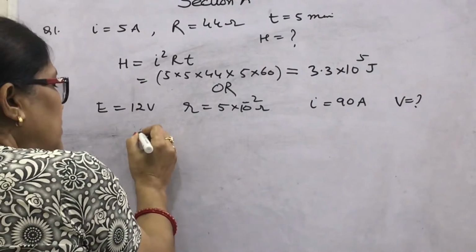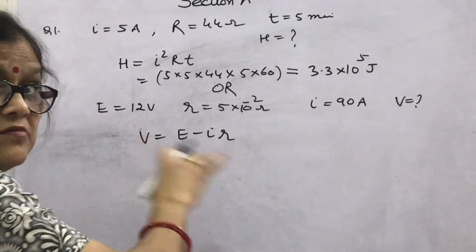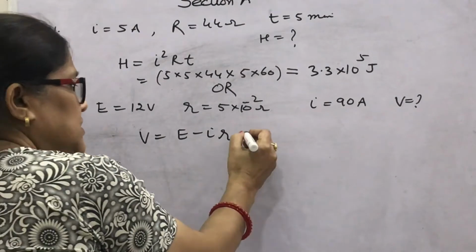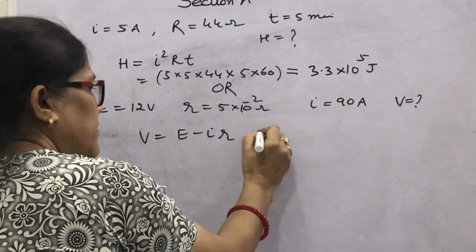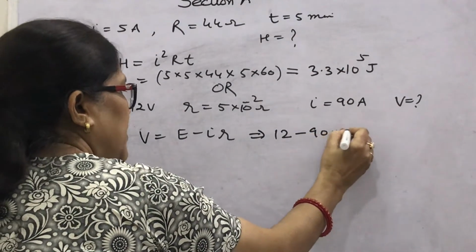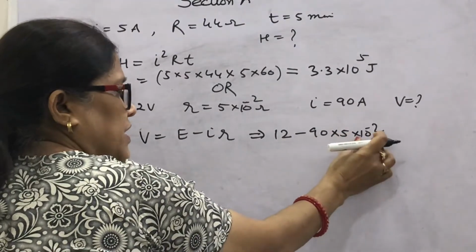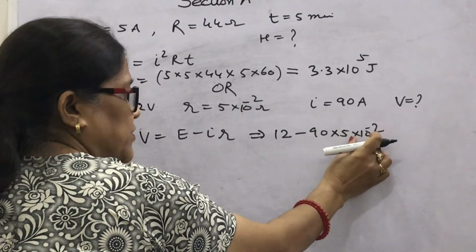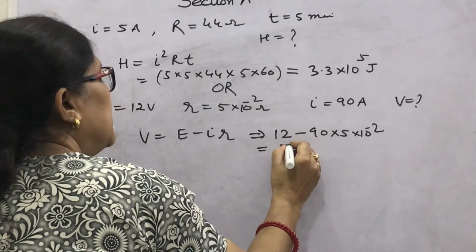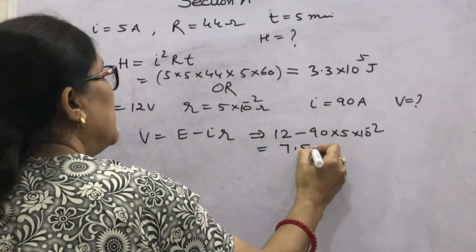Look, you know the expression V equal to E minus Ir when the battery gives the current. Then this is the terminal voltage, this is EMF. Simply, if you know this relation, put the value. 12 minus 90 into 5 into 10 to the power minus 2. What will this be? 450 into 10 to the power minus 2, that is 4.5. 12 minus 4.5, what is this? This will be 7.5 volt.